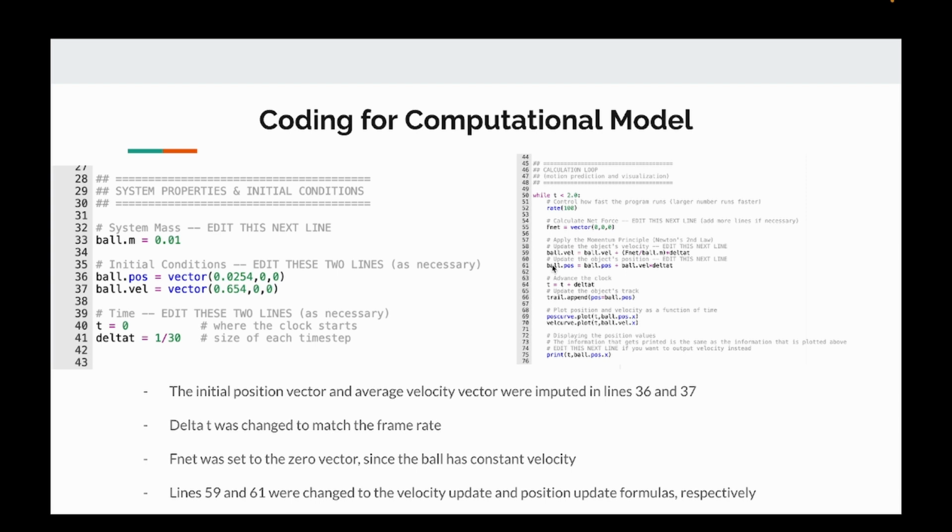I also changed lines 59 and 61. In line 59, I made it into the velocity update formula, and I changed line 61 into the position update formula.